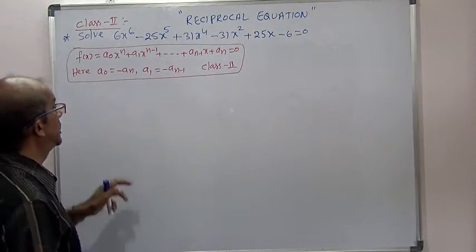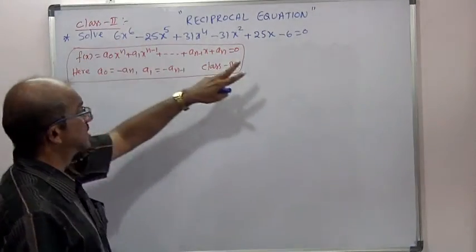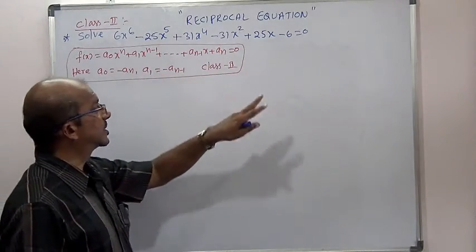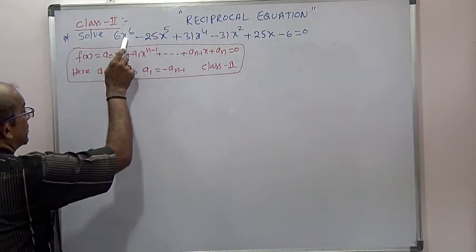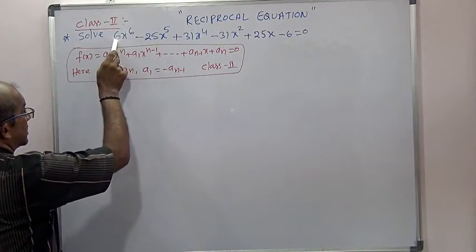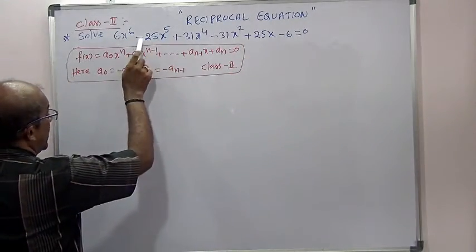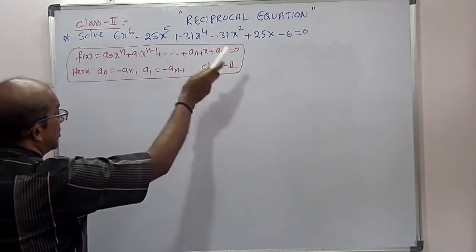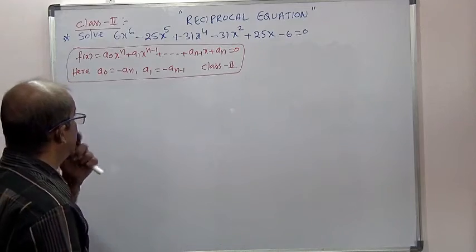In the previous equation, a0 and an have the same signs, and a1 and an-1 have the same signs. But in this one, the coefficient of x^6 is 6, and here it is minus 6. The x^5 coefficient is minus 25, the x coefficient is plus 25. So plus, minus, plus, minus. So alternate signs are there.